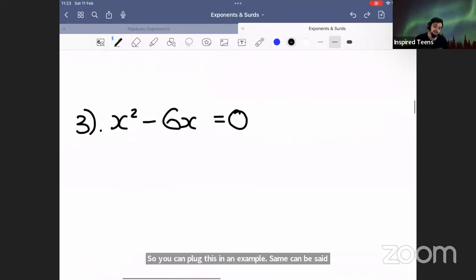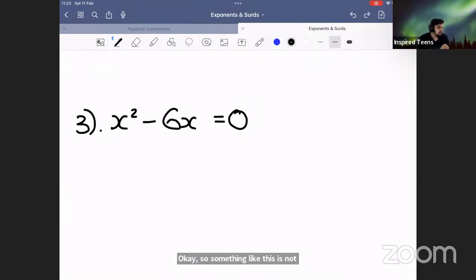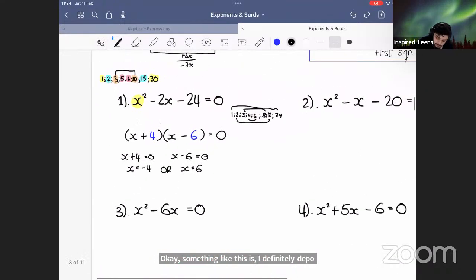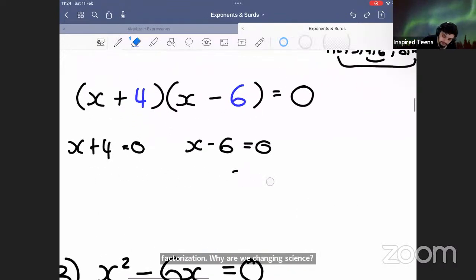Let's look at something like this. Okay, something like this is not trinomial factorization. Something like this is a different type of factorization. Why are we changing signs? Oh, okay, simply let me explain, sorry.